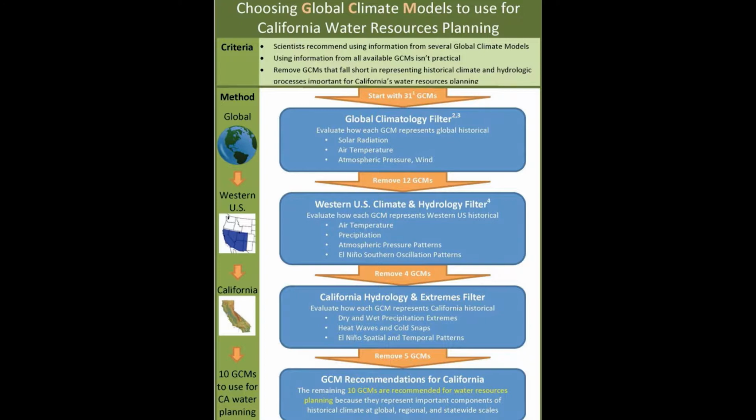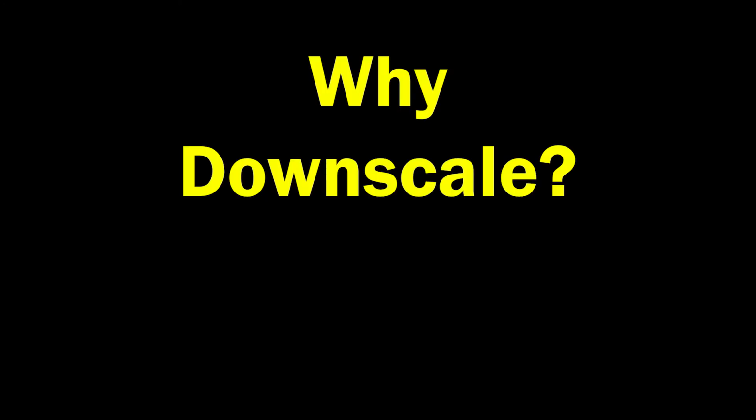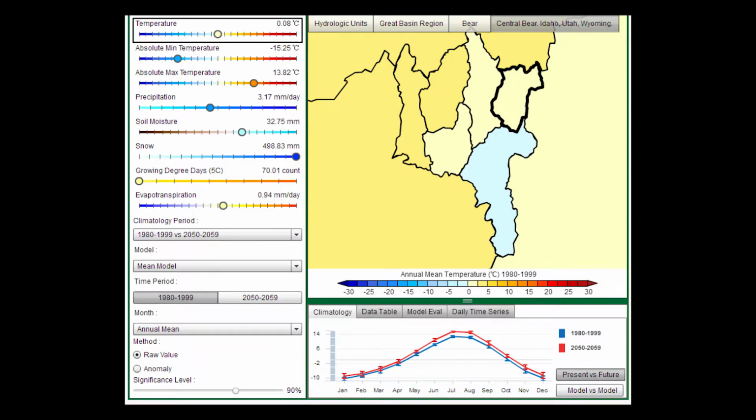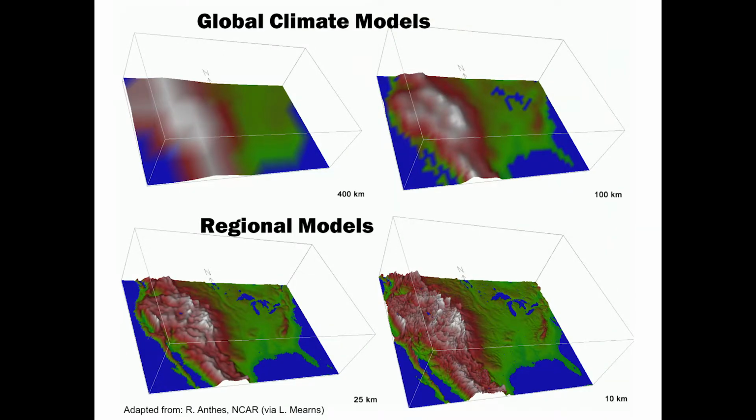You'd be well advised to work with an expert if you were going to do this kind of culling. There's also downscaling, trying to get information at the spatial scale that's consonant with the decisions that we make. So why downscale? One reason is that we might be interested in a particular small watershed. Another reason is that we might be looking at areas where there are very sharp contrasts in topography, and we want to take account of those changes in topography, which are pretty blunt in the original global scale climate models.